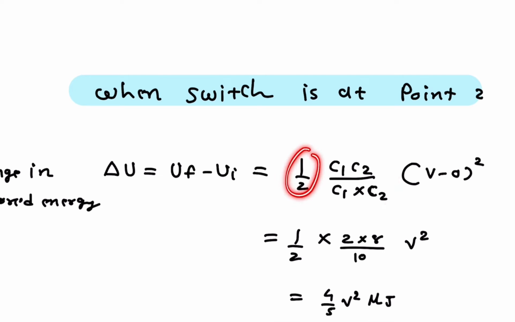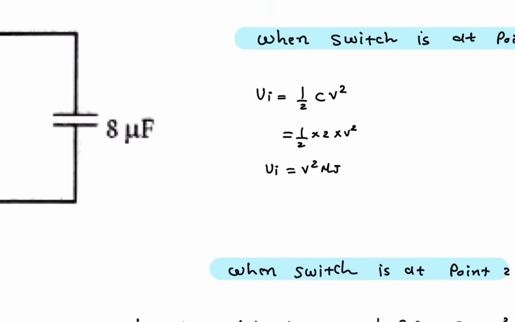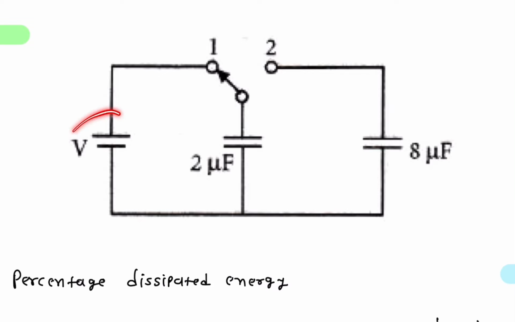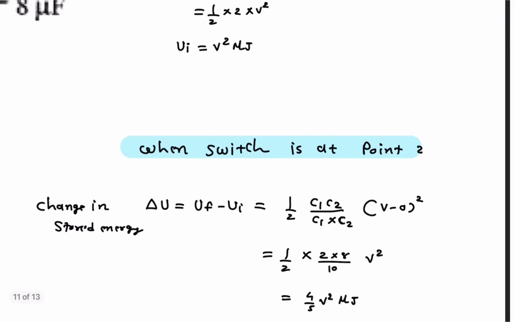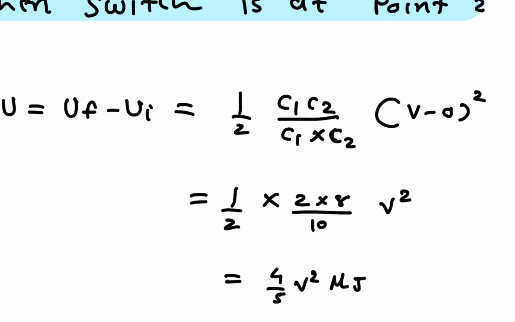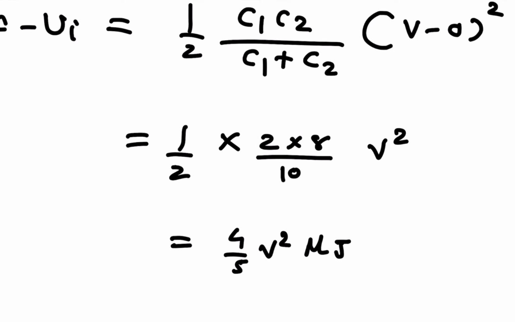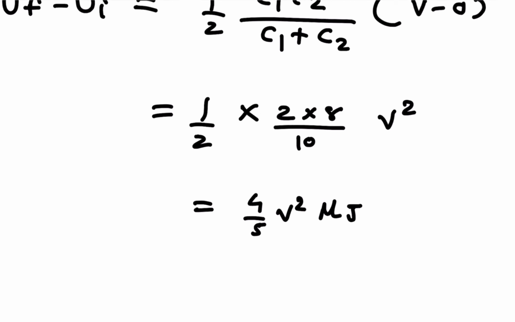So 1/2 times the equivalent capacitance C1 C2 by C1 plus C2, and that is your delta V, that is V minus 0 whole square. Because in the first case the potential across this combination is V, but in the second case, when the switch is moved to position number 2, the potential is 0, that's why the potential difference is V minus 0 whole square. So 1/2, in place of C1 we put 2 microfarad, in place of C2 we put 8 microfarad, divided by C1 plus C2, so 2 plus 8, it becomes 10 in the denominator, into V square. So it comes out to be 4 by 5 V square microjoule.